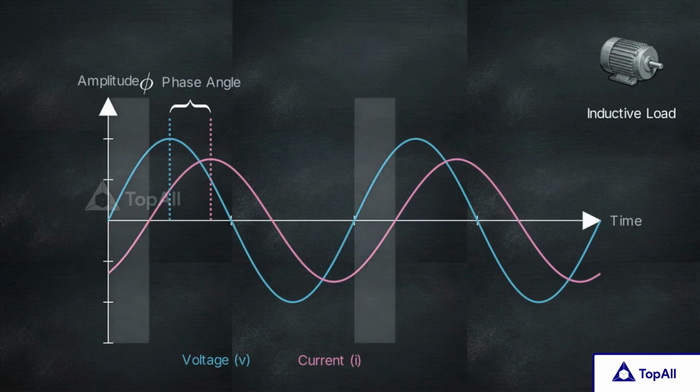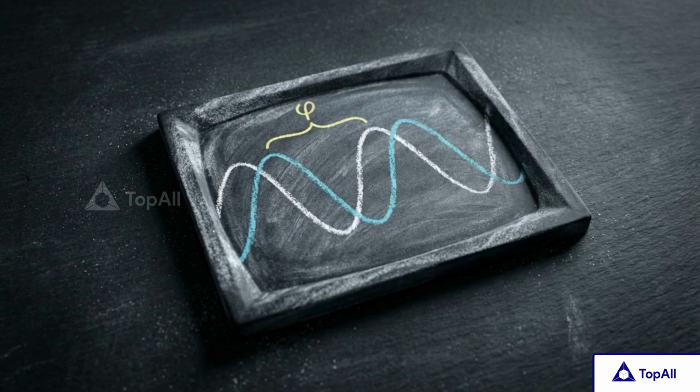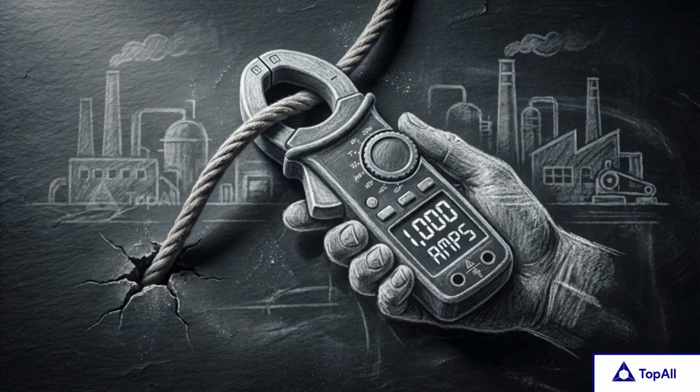Because the waves are out of sync, there are fractions of a second where the voltage is positive, but the current is negative. When you multiply the two to find the power at that exact moment, the result is negative power. Because of this constant, out-of-sync oscillation between positive and negative output, merely measuring the total current flowing through an AC circuit does not tell you how much actual work is being accomplished.